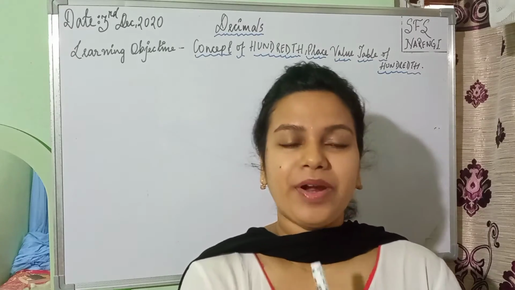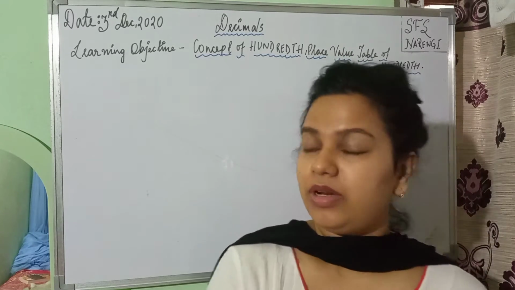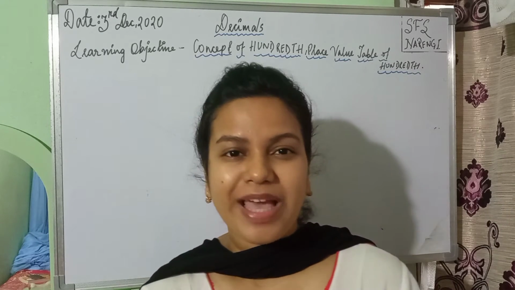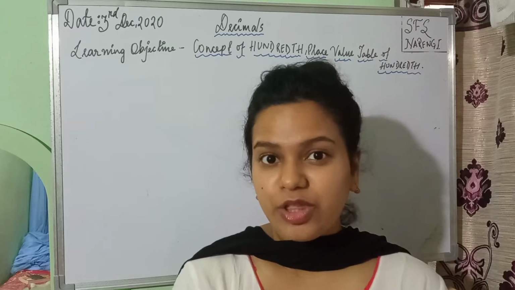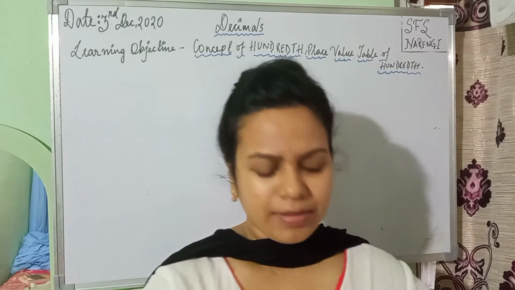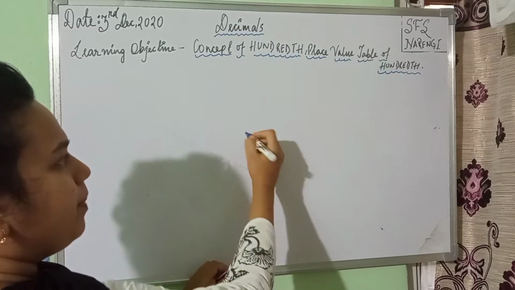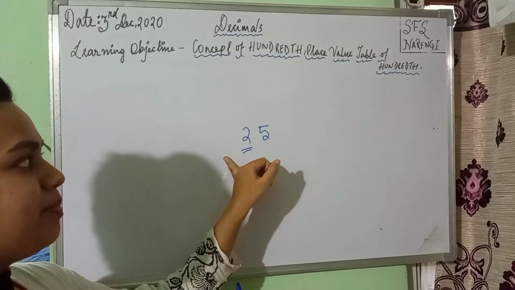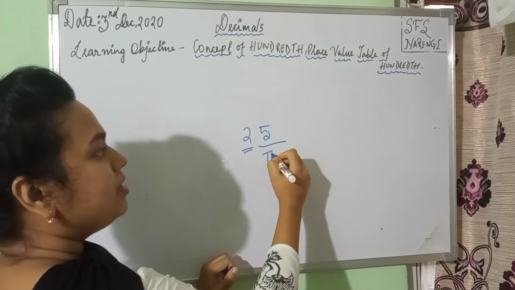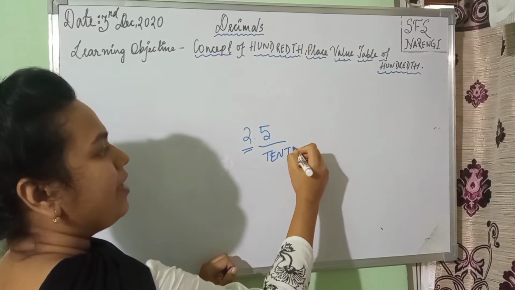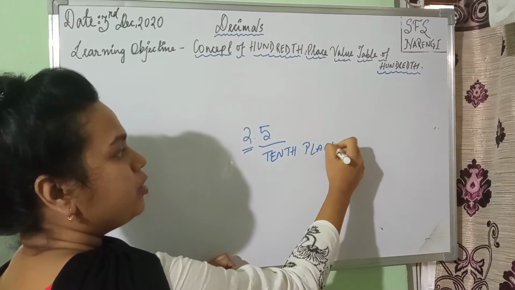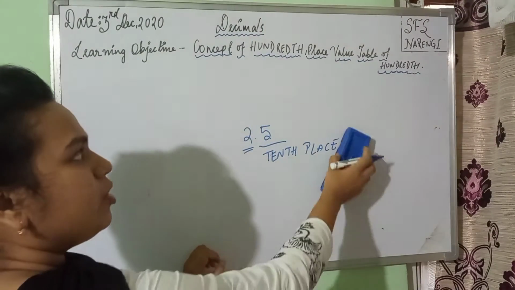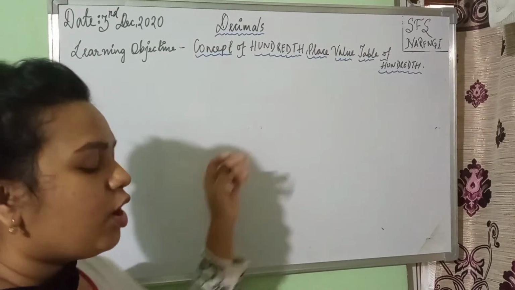So today we are going to continue to learn in the chapter decimals. In our previous classes we had learned the idea of the tenth of a decimal, right? So what did that mean? It meant that if you have a number 2.5, then 2 is the whole number that has the ones place, and 5 has the 10th place, right? So today we are going to learn the concept of the hundredth of a decimal and also the place value table of the hundredth.